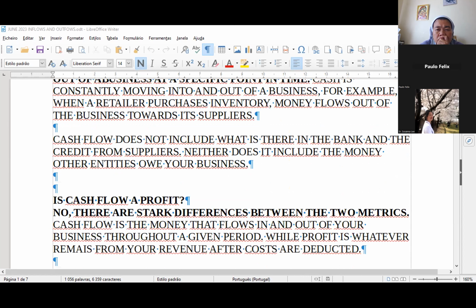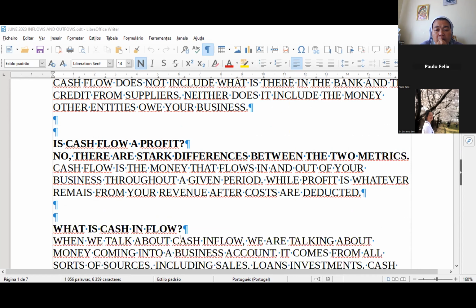Now, is cash flow a profit? No. There are stark differences between the two metrics. Cash flow is the money that flows in and out of your business throughout a given period, while profit is whatever remains from your revenue after costs are deducted.